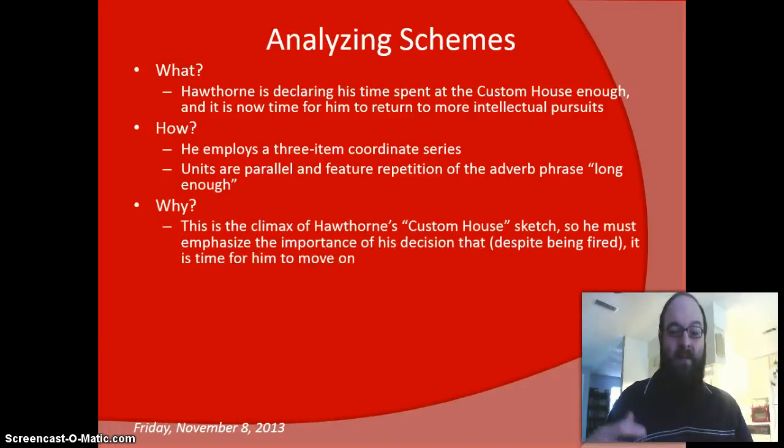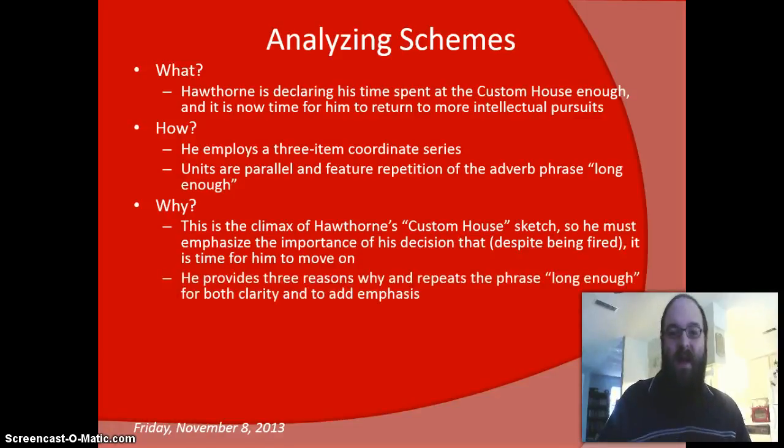Well, first of all, you always want to start with trying to figure out what the obstacles are that he's trying to overcome. Here, this is the climax of Hawthorne's Custom House sketch. This is what the whole sketch has been building up to. So he must emphasize the importance of the decision he's made, that despite being fired, it really is time for him to move on anyway. He provides his three reasons why in this statement, and repeats the phrase "long enough" I think for two reasons.